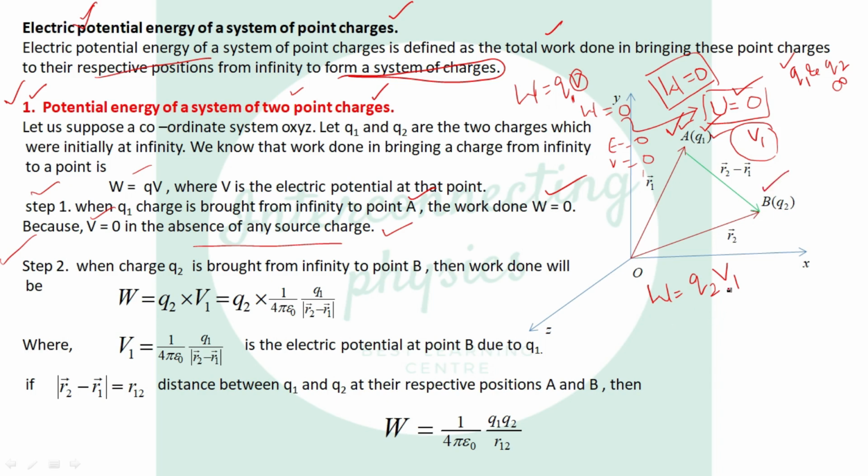Okay. So what is V1? You know what is the potential due to a point charge? 1 over 4 pi epsilon naught, source charge Q1 over the distance between A and B, which is modulus of R2 minus R1. Okay. So what will be the work done? It is Q1 Q2 over 4 pi epsilon naught, and we write R2 minus R1 as R12. So this is the work done in bringing test charge Q2 from infinity to point B.